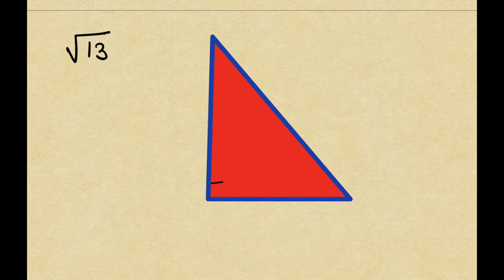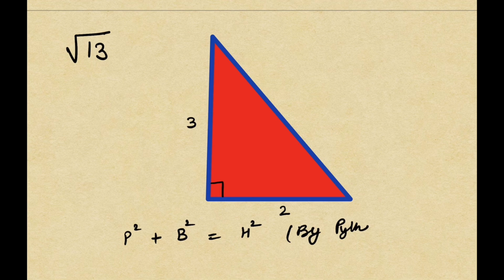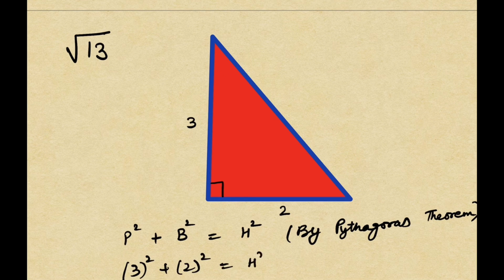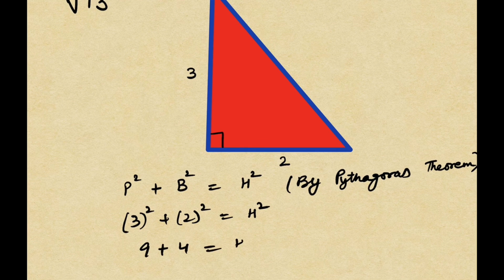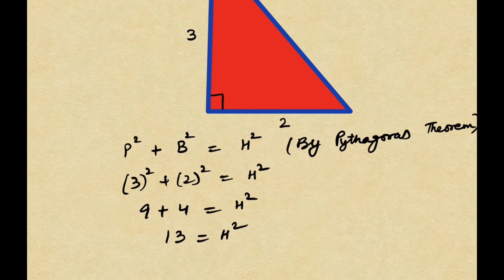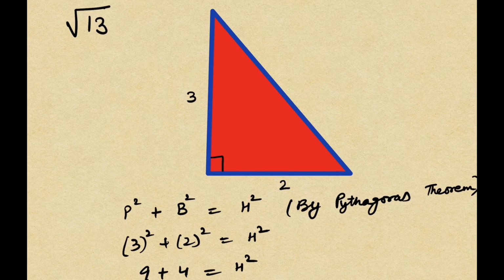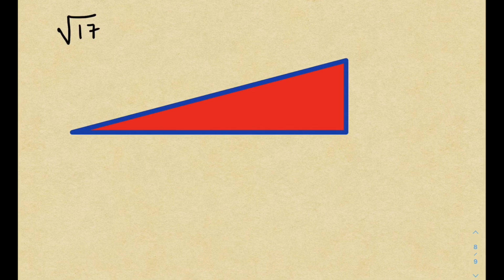Next is root 13. So for root 13, if I take base as 2, perpendicular as 3, or base as 3, perpendicular as 2, and apply the Pythagoras theorem, what do I get? Three square is 9, 2 square is 4, so 9 plus 4 is 13. 13 is the hypotenuse square, that means 13 is a square of root 13, so I get hypotenuse as root 13. So in order to construct root 13 on the number line, I need to draw a right triangle whose perpendicular and base are 3 and 2 respectively.